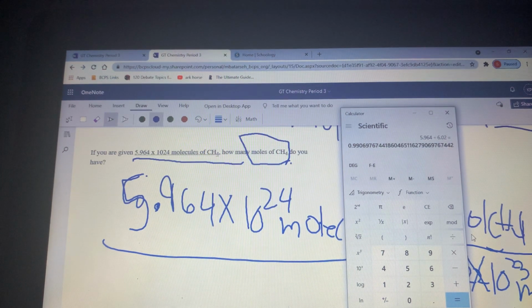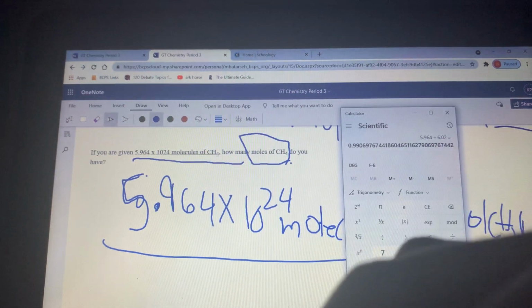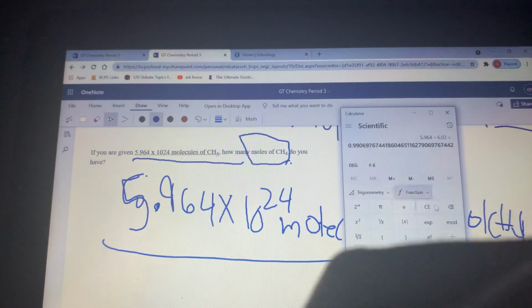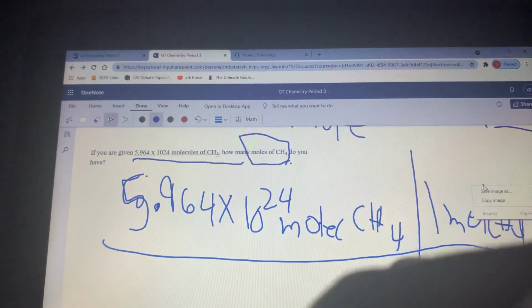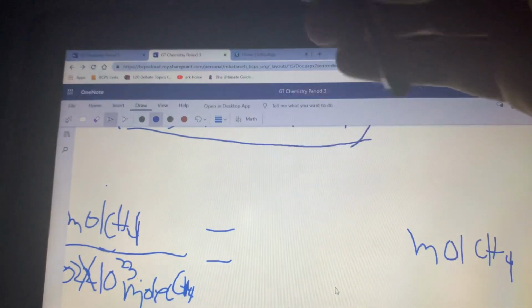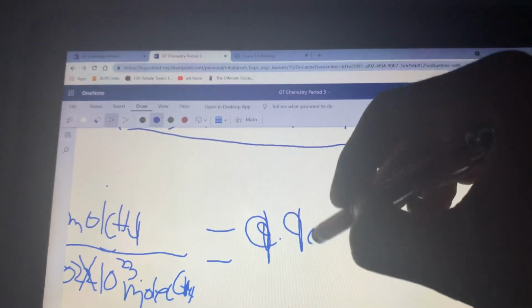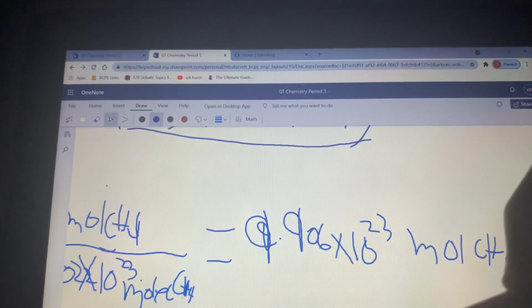And when you move it 1 to the right, you don't add to the power, you subtract it every time. So you have to move over 1. That means you subtract 1 from the power. So instead of 0.9906, we have 9.906. Instead of 24, we have 23. So our final answer is 9.906 times 10 to the 23rd.